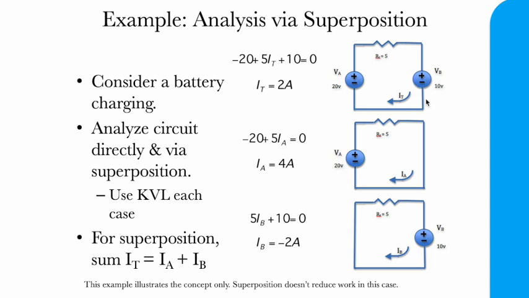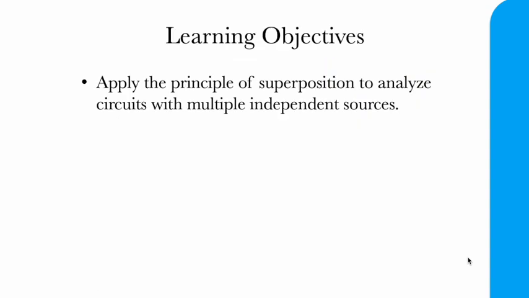Note that the contributions are all in the same direction so that we can readily combine them to get the total current via superposition just by adding IA and IB. And note this example illustrates the concept only. This isn't the quickest way to analyze this, but it shows how to combine the response of the circuit due to 2 different sources, with only one active at a time. Okay, so our learning objective here was to apply the principle of superposition to analyze circuits with multiple independent sources.